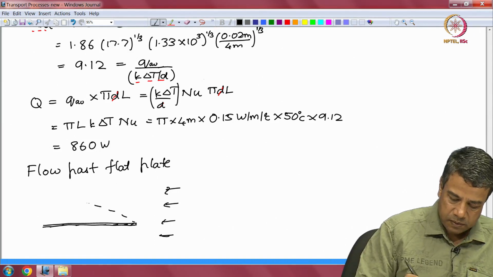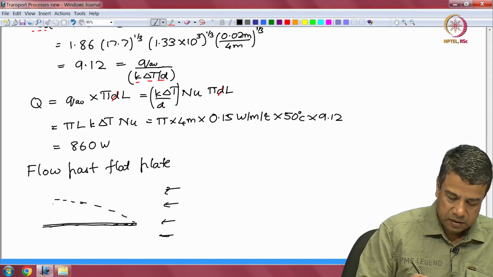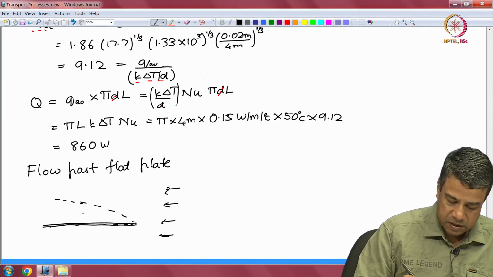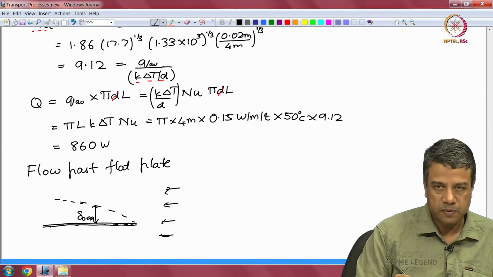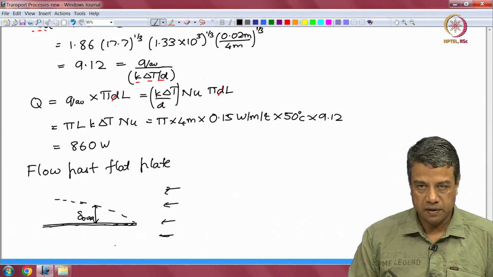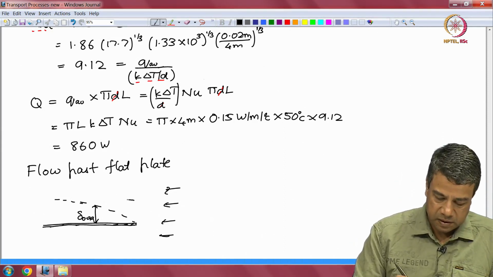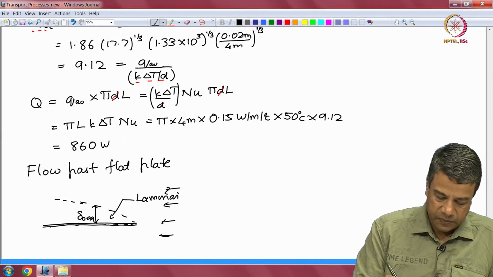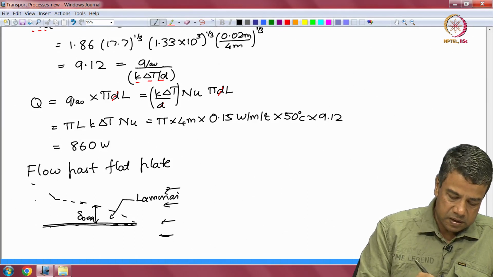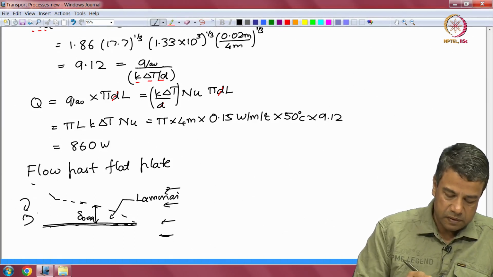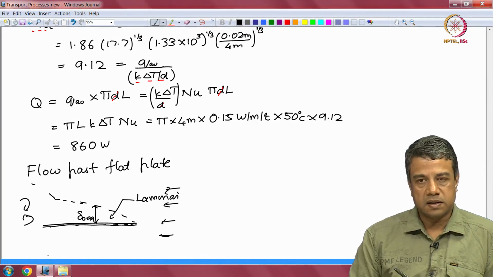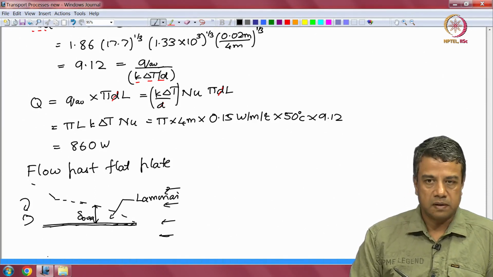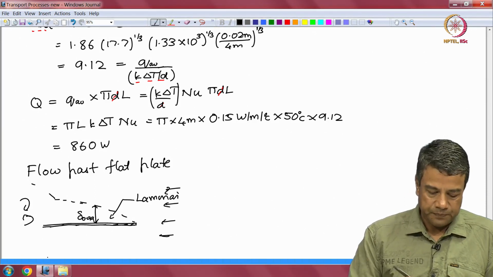And I told you when we did momentum transfer that there is a boundary layer whose thickness, delta 0.99, increases proportional to x power half for the laminar region. And then it undergoes a transition where you have a turbulent flow, and there it increases as x power 1/5.